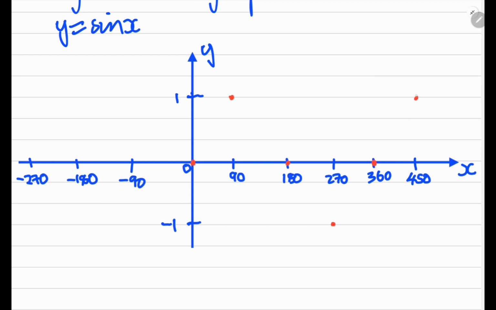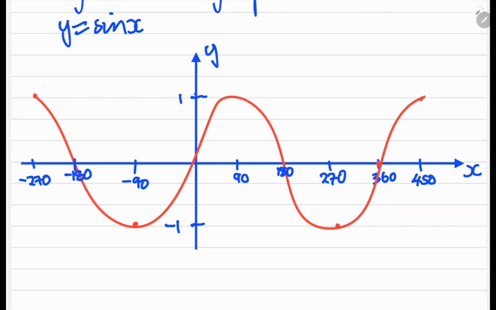So there's a cycle: 0, 1, 0, minus 1, 0, 1, 0, minus 1. So no need to calculate. -1, 0, and a 1. That's the pattern. We join. That's the graph for sine x.